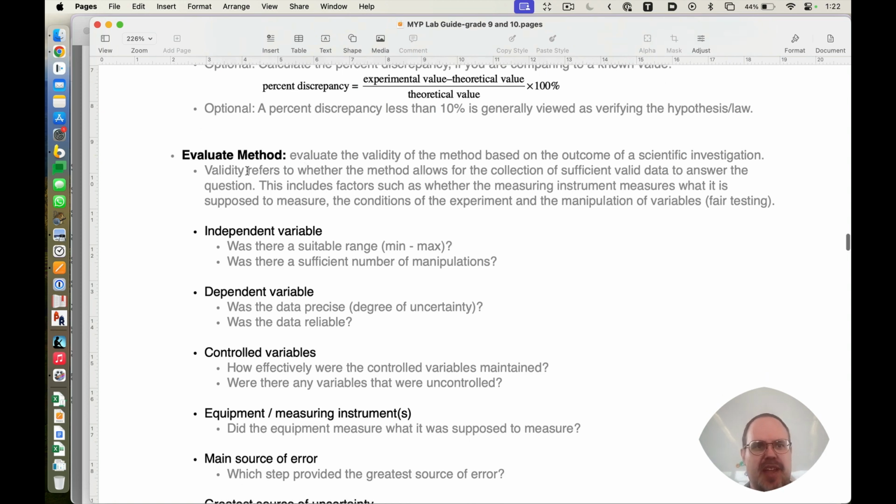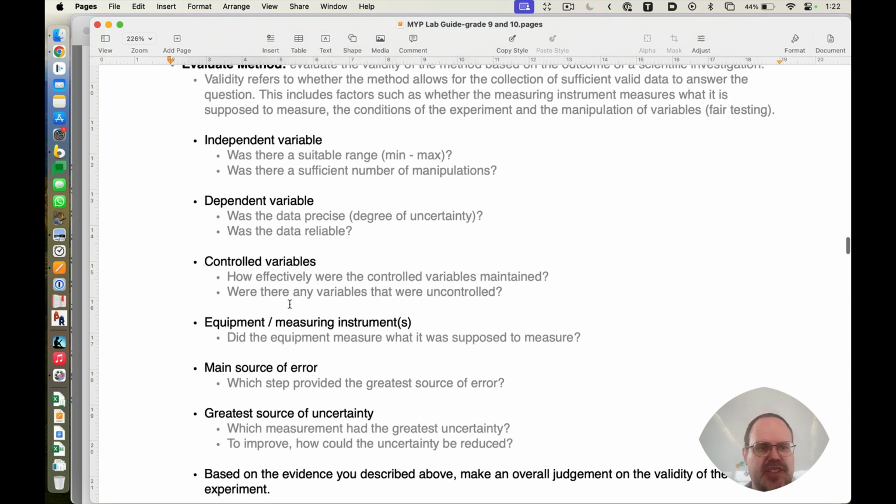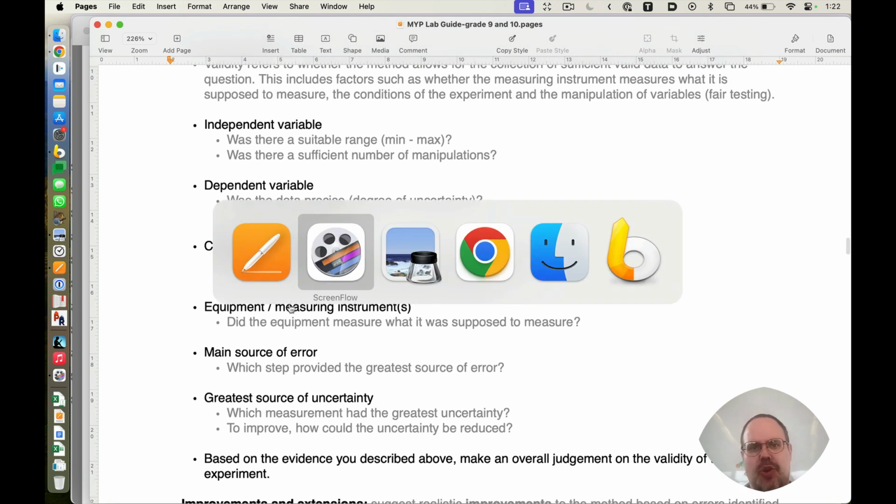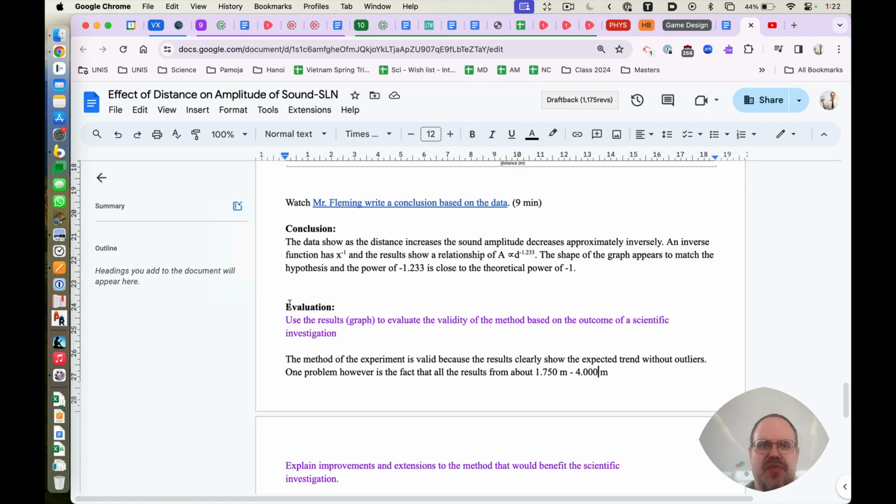So here's from the lab guide. Evaluate the method. Evaluate the validity of the method based on the outcome of the scientific investigation. So it's not about did I have the right number of steps. It's whether the instrument measures what it's supposed to measure, the conditions of the experiment, and the minimum of fair testing. Suitable range, number of measurements, dependent variable. So let's check out these things here. We don't do all of them, but let's see what fits.